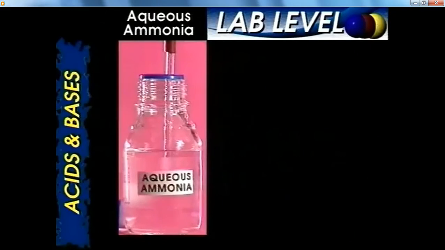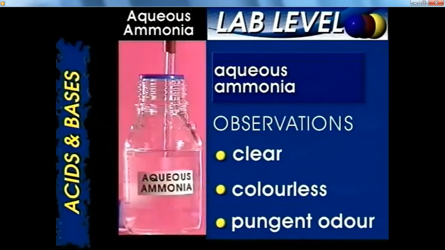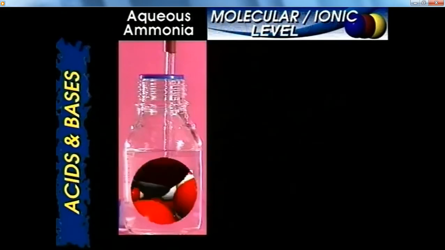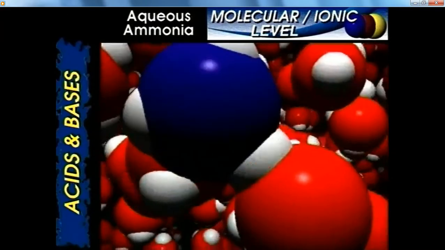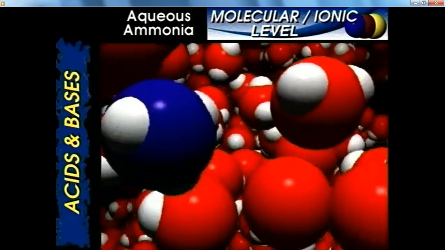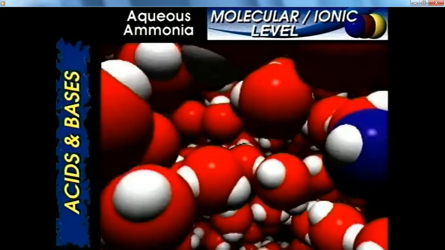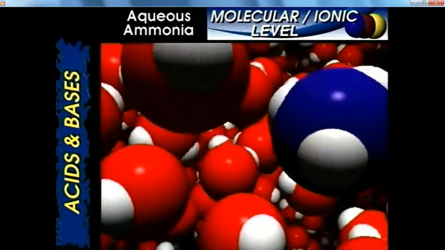Aqueous ammonia is a good example of a base. In this solution, there are two opposing reactions with water. Occasionally, an ammonia molecule pulls a hydrogen ion from a water molecule, forming an ammonium ion and a hydroxide ion. Elsewhere in the solution, an ammonium ion collides with a hydroxide ion to reform an ammonia molecule and a water molecule.